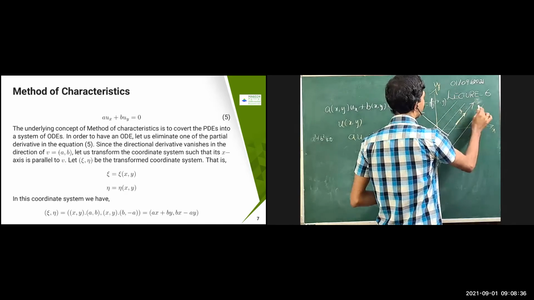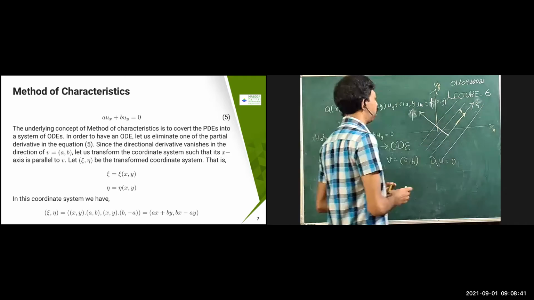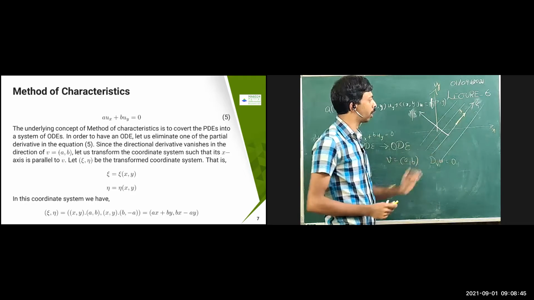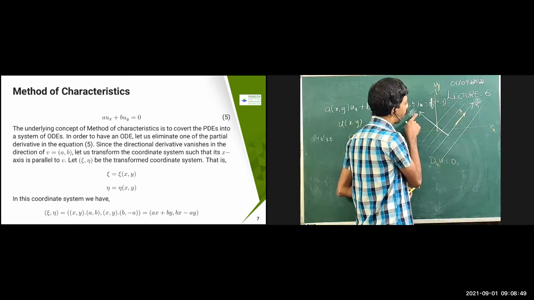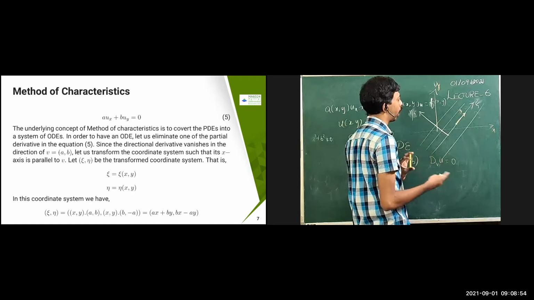So instead I'm just going to denote something like chi and eta. So instead of solving this problem in this coordinate system, I'm trying to solve this problem in the transformed coordinate system. I'm just going to rotate it, or somehow I have to find it. I have to transform that.